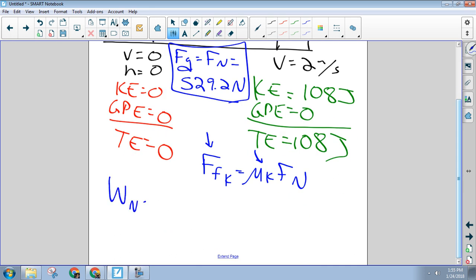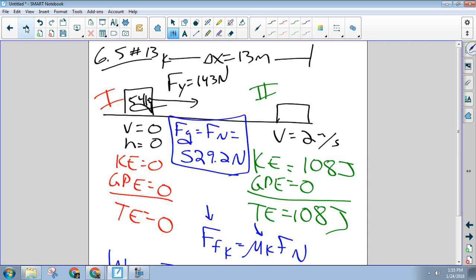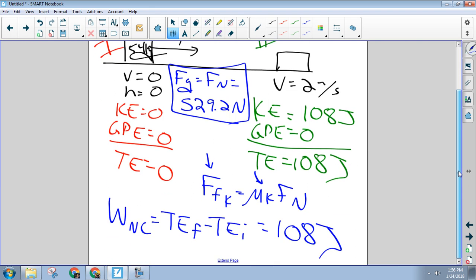Let's see. So that means that the work done by non-conservative forces is this? Oh, it's just going to be 108 joules, right? 108 minus 0. All right, so at this point, there are two paths we can go down. We can either think about it in terms of the sum of the two works, or we can think about it in terms of our non-conservative force total. So how you do it is kind of up to you.